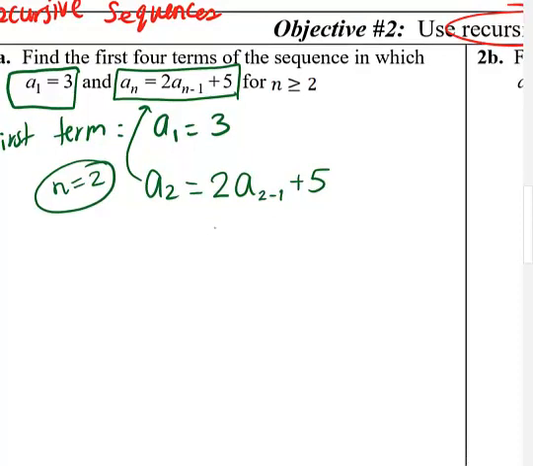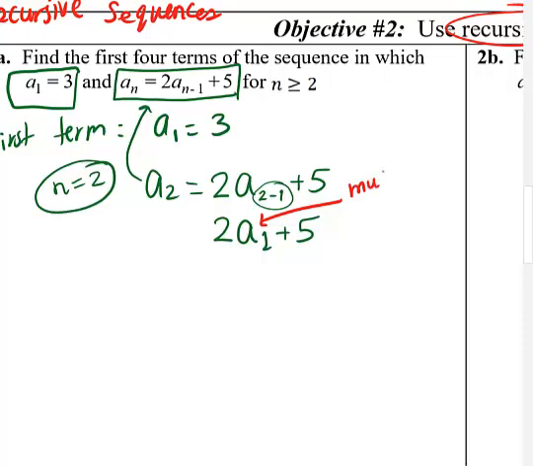So that means a2 is 2 times a, and then the subscript, you can simplify that, 2 minus 1 is 1, plus 5. So really what this means is I'm taking 2, multiplying it by a1, which is the previous term, and then we're adding 5.